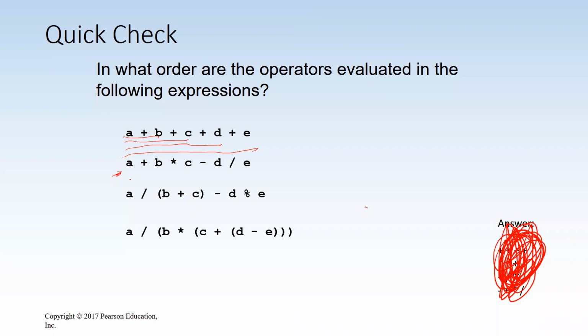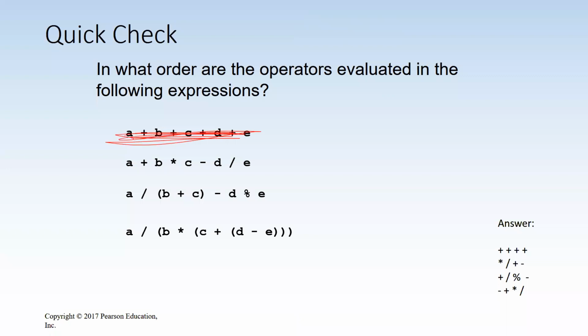Are we doing the first one or the second one? We are doing the second one. You multiply first: B times C, then D divided by E. So we do multiplication first, and then what do we do next? Division, and then addition, and then subtraction. Always remember the precedence: multiplication first, division second, addition next, and minus next.